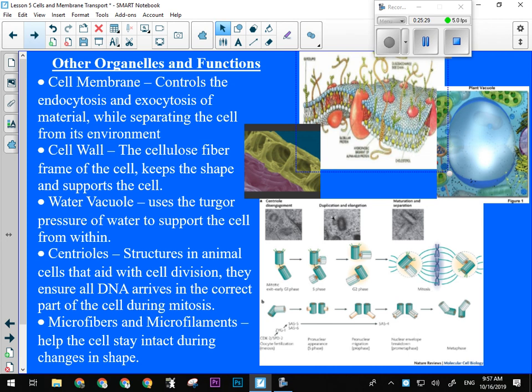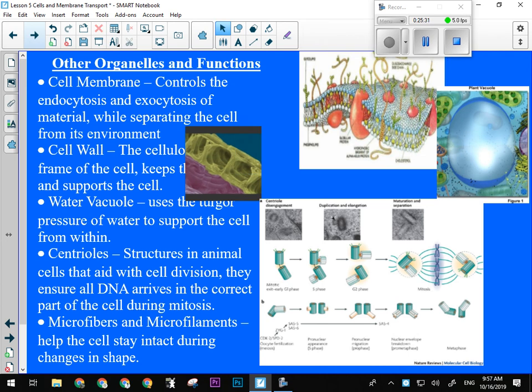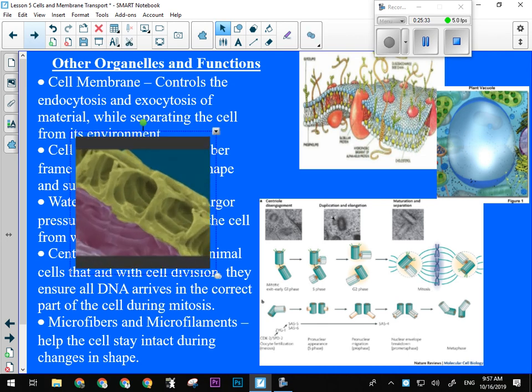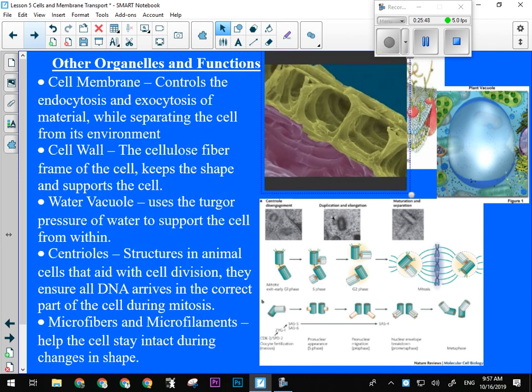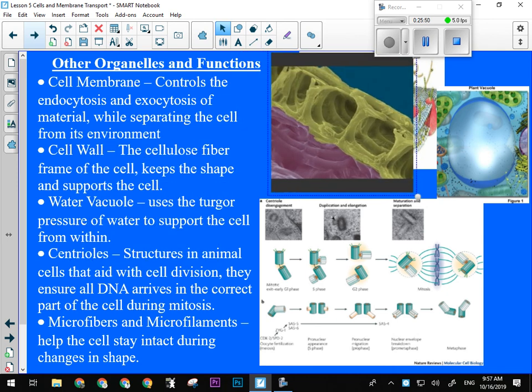All right, so we got the function right there. Cell wall, this is the cell wall right here. This green part, that's what the cell wall looks like. It's hollow. Like I was telling you the other day, it's a frame, not a wall. A wall you can't get through, but a frame you can walk through. That's kind of what the cell wall is. So its job: keeps the shape of the cell, supports the cell.